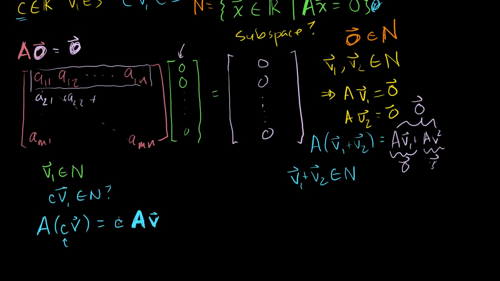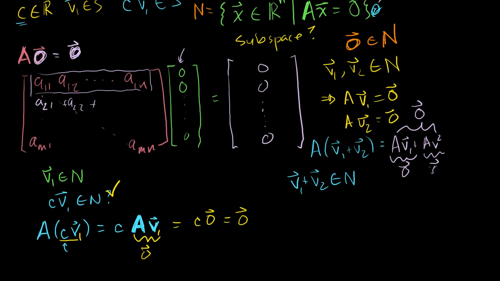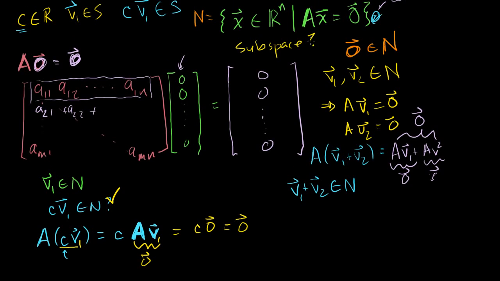But clearly, if this is true, we already know that v1 is a member of our set, which means that A times v1 is equal to the 0 vector. And so that means this will reduce to c times the 0 vector, which is still the 0 vector. So c v1 is definitely a member of n. So it's closed under multiplication. I kind of assumed this right here, but maybe I'll prove that in a different video. But I want to do all of this to show that this set n is a valid subspace.